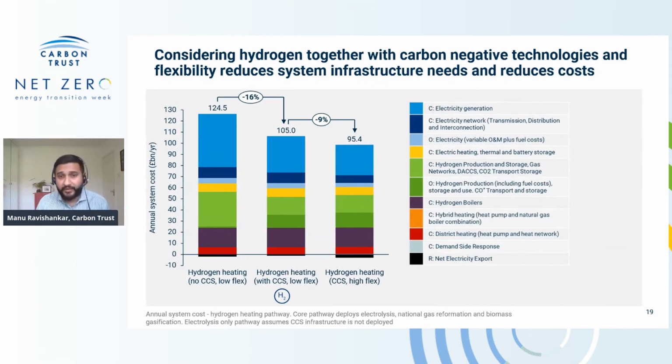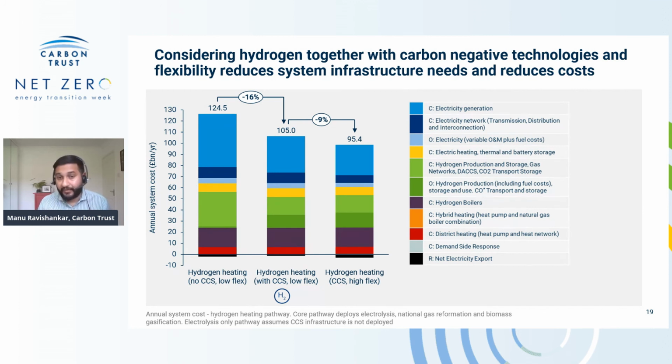So bringing all of this analysis together in this case study, we see the annual cost saving that is enabled by taking a whole systems approach to hydrogen. The first step down is the consideration of a CCS infrastructure together with hydrogen production and use. As you can see, that leads to a 16% cost saving. The second step down in terms of cost, between the second and the third column, is then considering flexibility, CCS, and hydrogen production together with the wider energy system infrastructure, leading to a 9% cost saving.